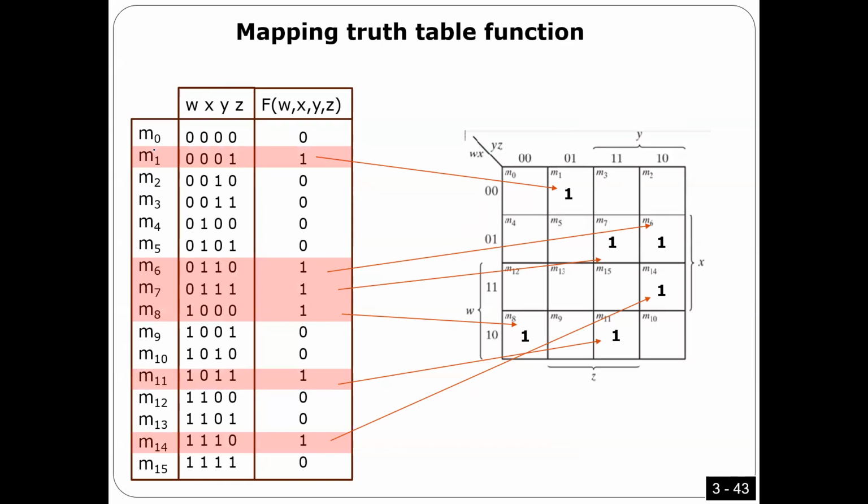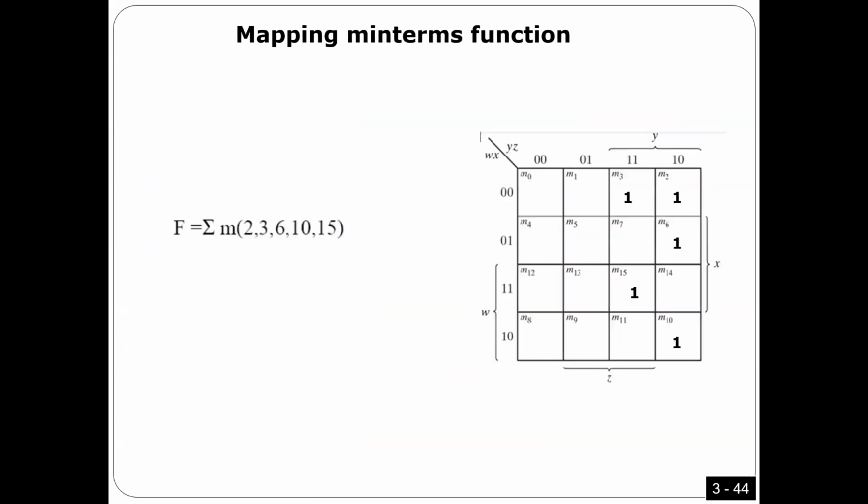For example, if you see here, this is M1. So in M1, I have to put 1. In M6, I have to put 1, and so on. So I have to see where the ones are, which minterms are ones, and then put them in the location. Because this is minterm 0, minterm 1, minterm 2, 3, and so on. Okay? So this is exactly the same thing I did before in 3 variables.